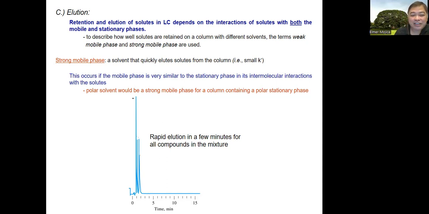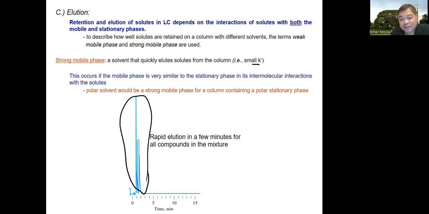So we have a term called strong mobile phase. This is a solvent that elutes solute from the column, so they have a small capacity factor. This one is what we call too fast. How are you going to make it slower? Anyone? This is a question that needs to be answered practically.